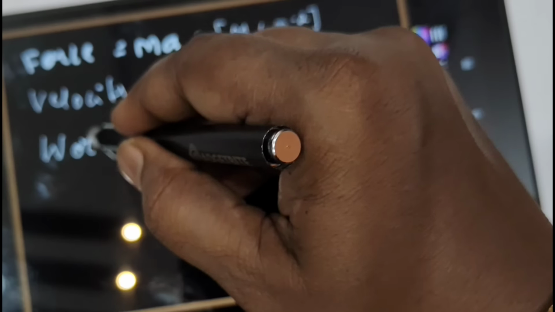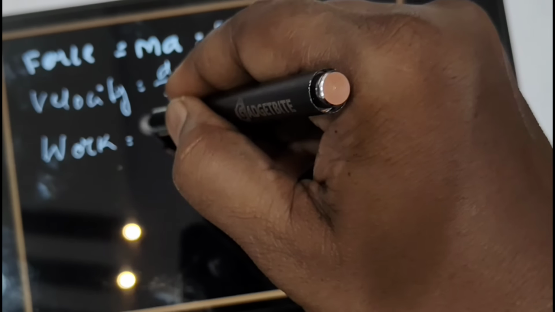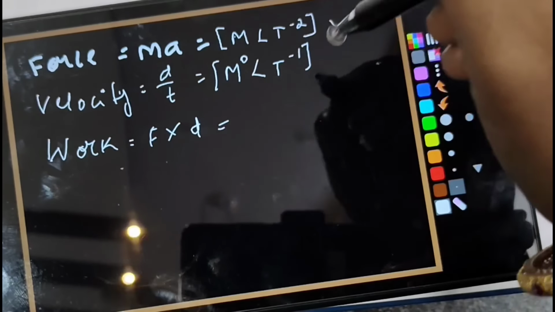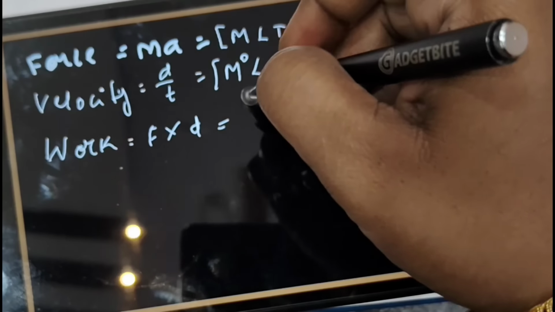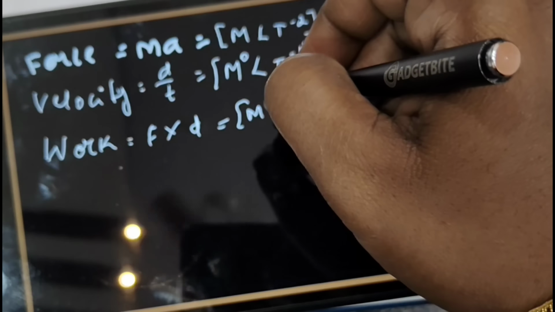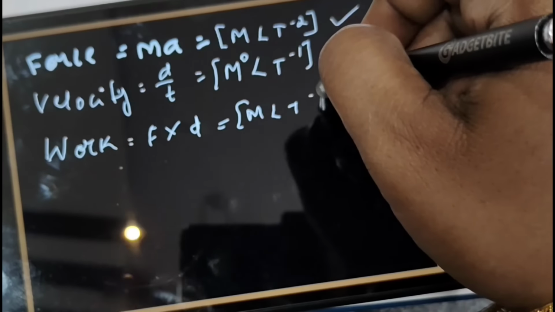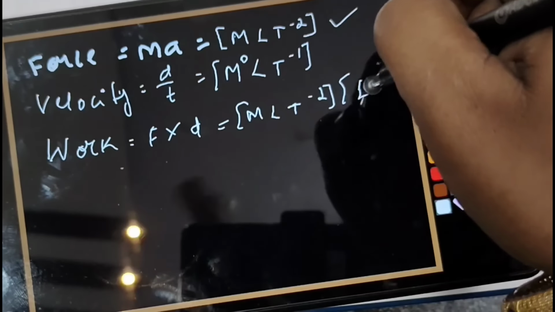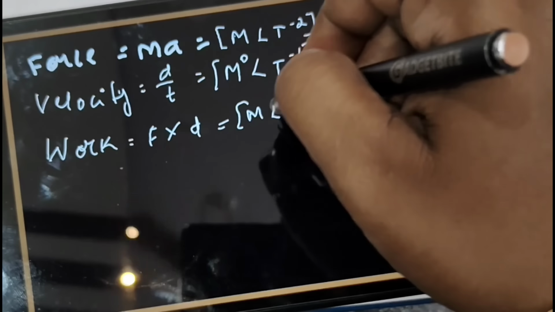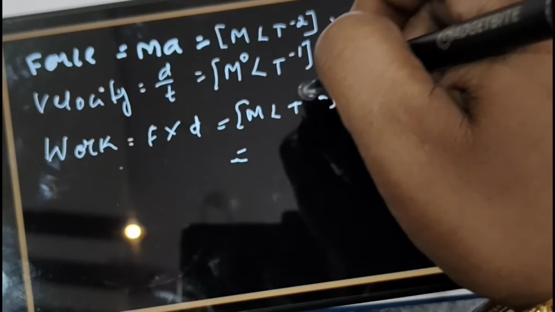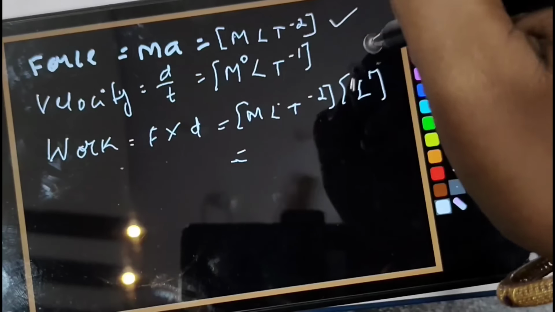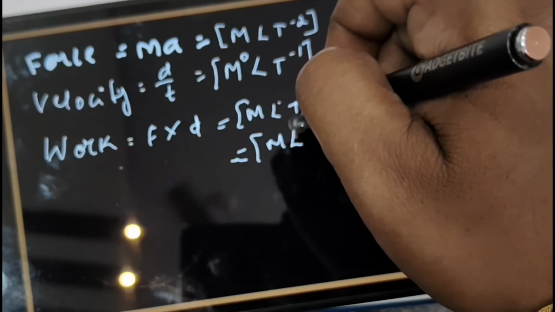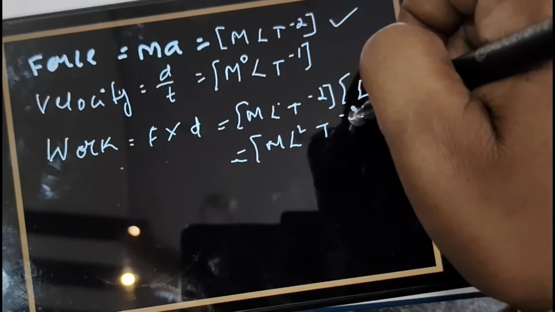For work, it is force into displacement. So already we have the force here, and displacement is length. So first I will write the force, M L T raised to minus 2, into displacement, which is L. So we'll combine these two now. L raised to 1 here, and L raised to 1, so 1 plus 1 is 2. So it is M L squared T raised to minus 2.